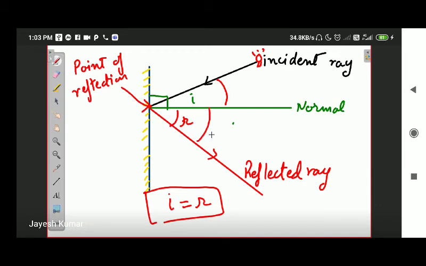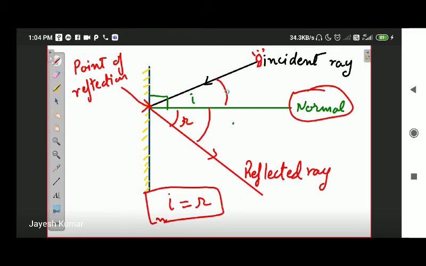So the normal is the reference line. Again, the normal is an imaginary line. You cannot see the actual normal, as well as you cannot see the actual ray or reflected ray, but the normal is an imaginary line that you imagine, which is perpendicular to the mirror. What we have to take from this is that the angle of incidence and angle of reflection are always the same for any mirror.